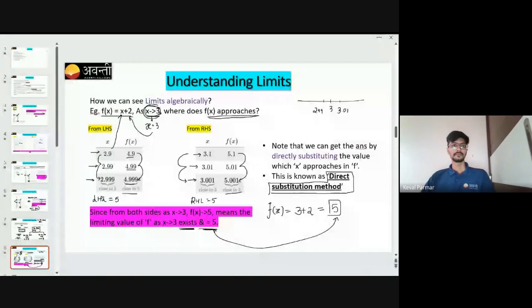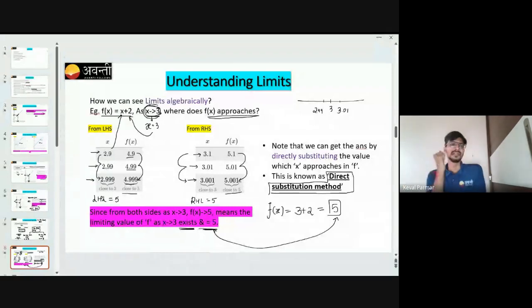Here, if we substitute x equal to 3, we directly get 5, which is the limiting value. I hope it is clear. So this is known as the direct substitution method.